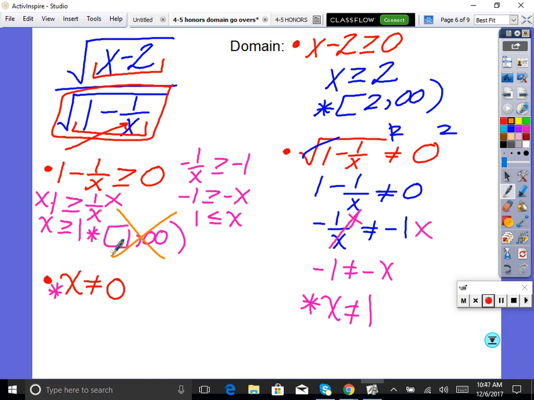Now next one, right here it says x cannot be 1. Now look at this. Isn't that taking care of that for us? From 2 to infinity, x can't be 1. It won't be in our domain. Now look, x cannot equal 0. Will that even be in that domain? No. So our final answer that contains all of the above, our domain officially for this one, would be 2 to infinity.